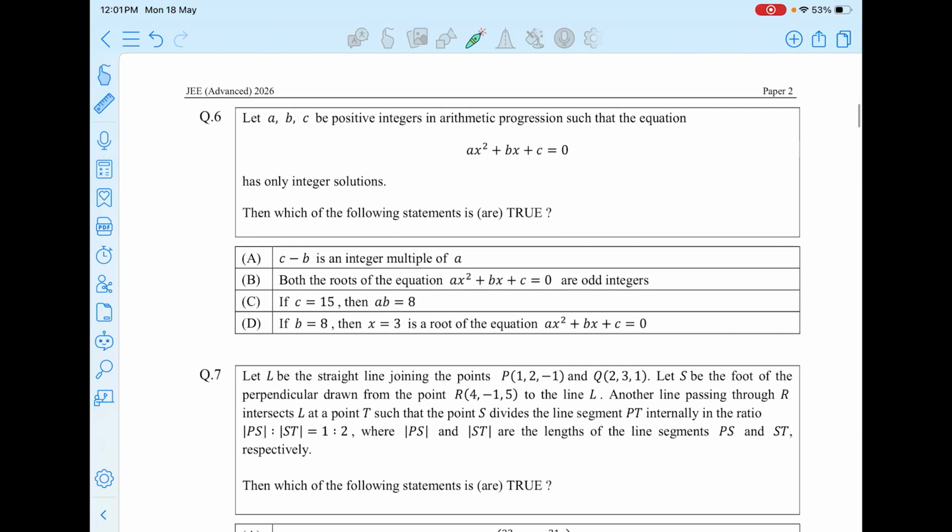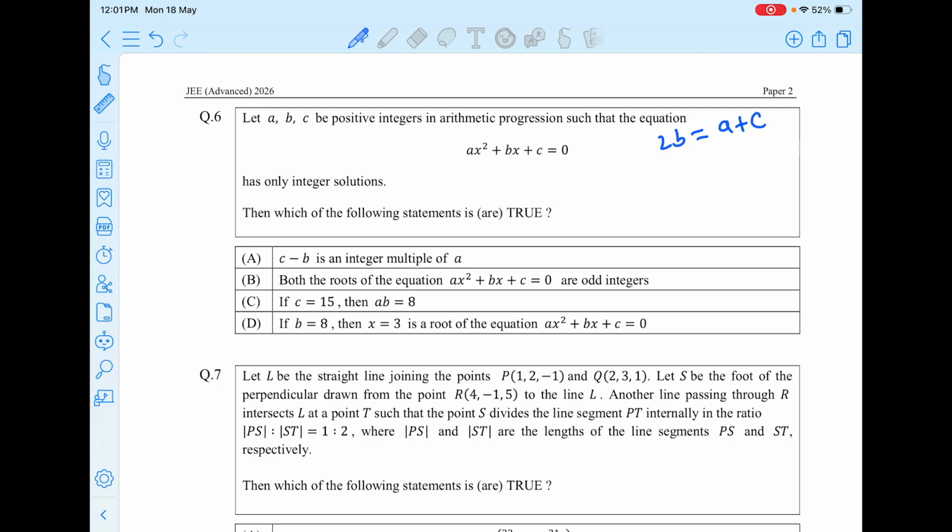Then a, b, c positive integers are in arithmetic progression such that this quadratic has only integer solutions. So this is the integer solution and a, b, c are positive numbers. So that means first of all, a, b, c are positive integers in arithmetic progression. So the first result is 2b is equal to a plus c.